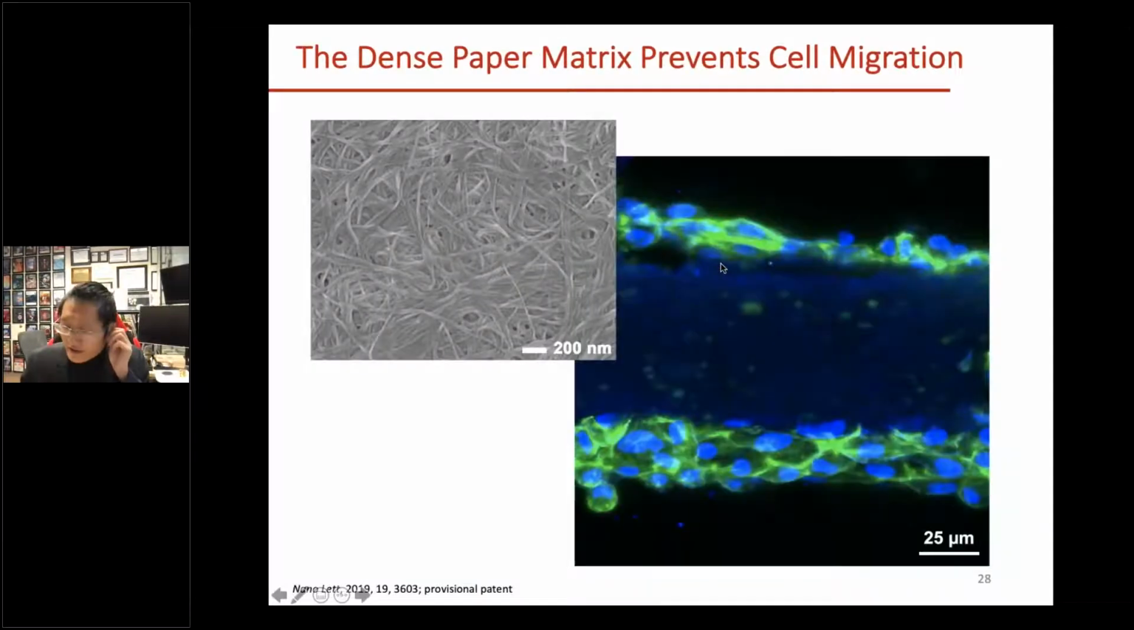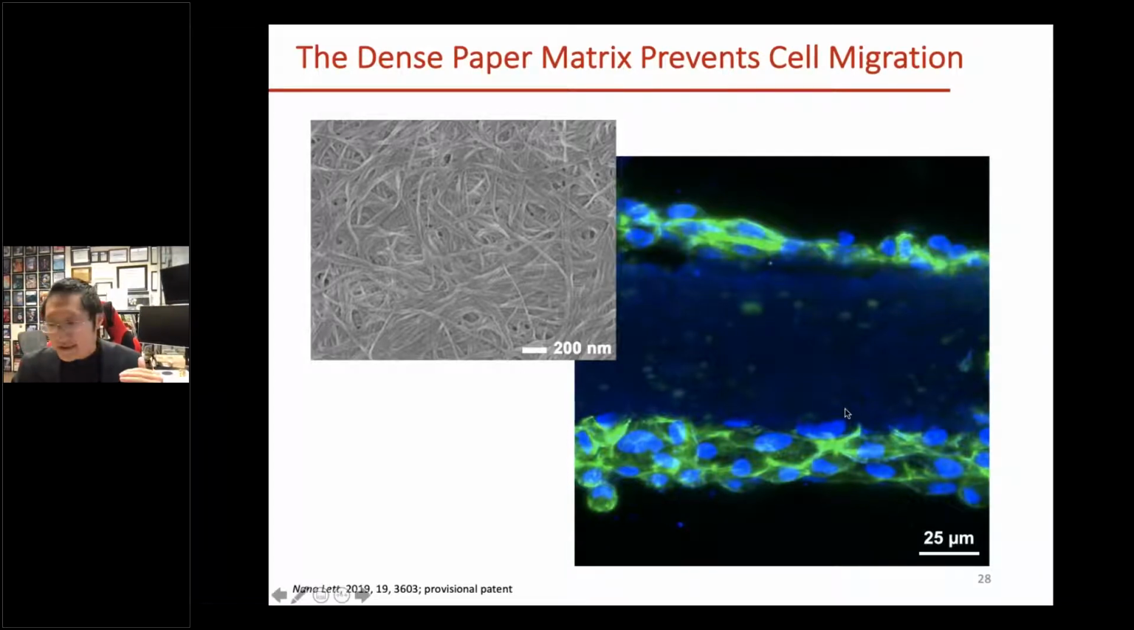But another thing we observed in this first version of the paper devices is that the matrices are pretty dense. These are bacterial cellulose microfibers that are packed together. If you look at how the cells behave, these are breast cancer cells, the breast cancer cells are growing pretty well on these matrices, but they are basically only staying at the surface, not really going into the matrix.